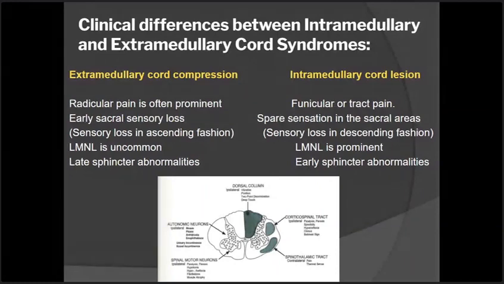In extramedullary, the lesion is from outside, so it will be facing the root. So there is radicular pain, and radicular pain is often prominent. In intramedullary, there is funicular tract pain, because if there is pain, it is due to the lesion of the spinothalamic tract.